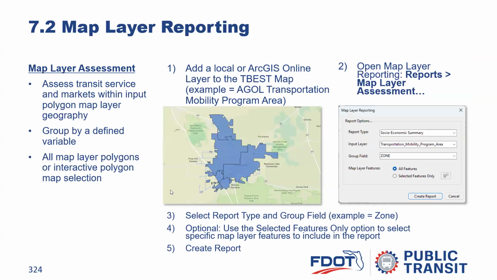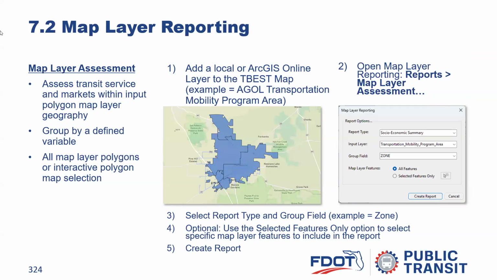Okay. And then we have map layer reporting. So basically, this allows you to assess transit service and markets within an input polygon map layer geography. So you need to group by a defined variable and all map layer polygons or interactive polygon map selection. So what does that mean?